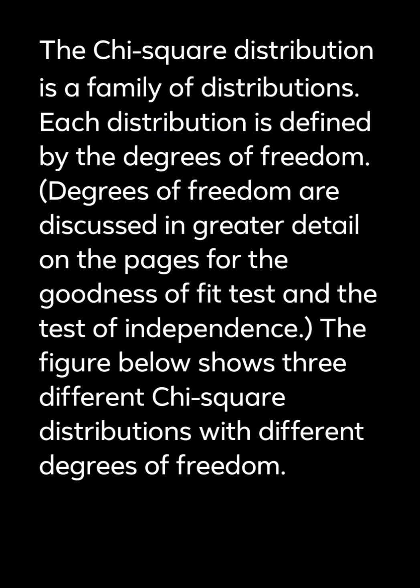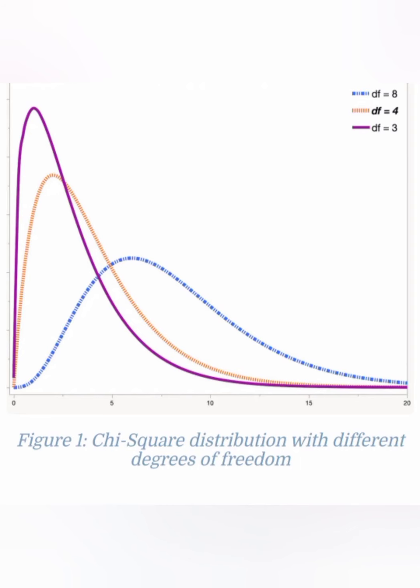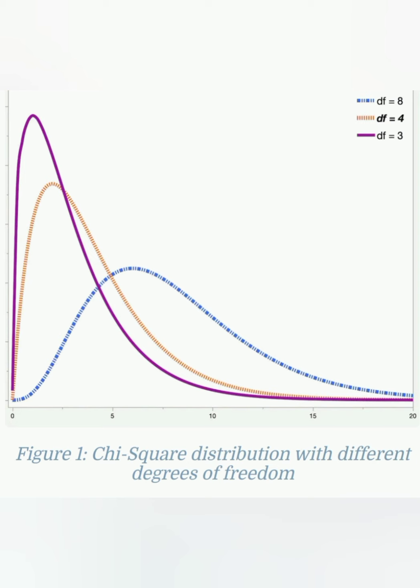The chi-square distribution is a family of distributions. Its distribution is defined by the degrees of freedom. Degrees of freedom are discussed in greater detail on the pages for the goodness of fit test and the test of independence. The figure below shows three different chi-square distributions with different degrees of freedom.